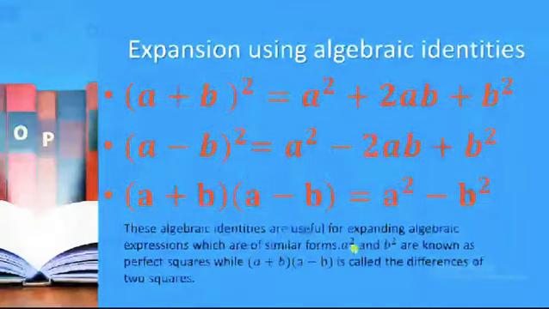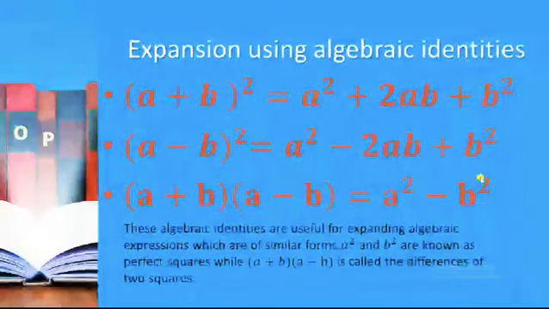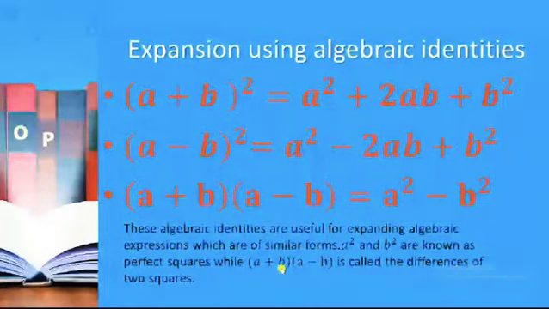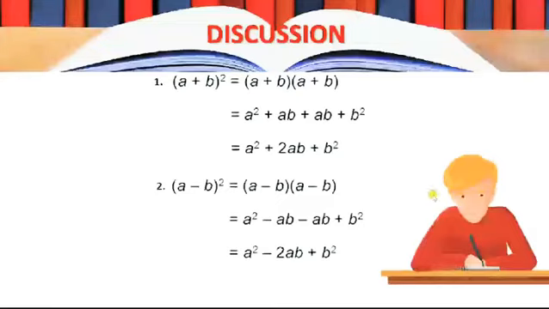Here a square and b square are known as perfect squares, while (a plus b) into (a minus b) is called the difference of two squares, which means the product of a plus b and a minus b is equal to the difference of two squares.